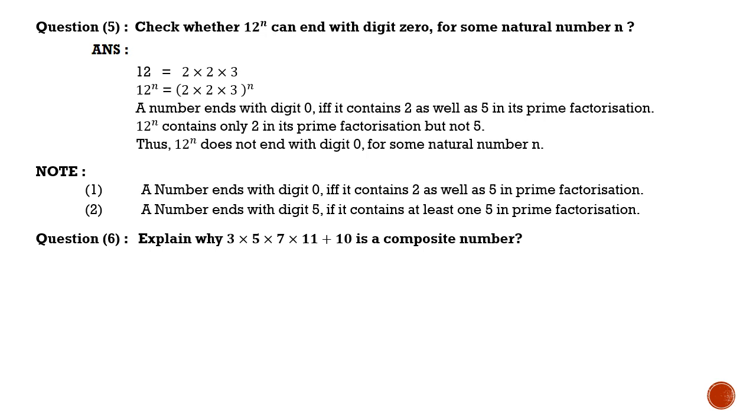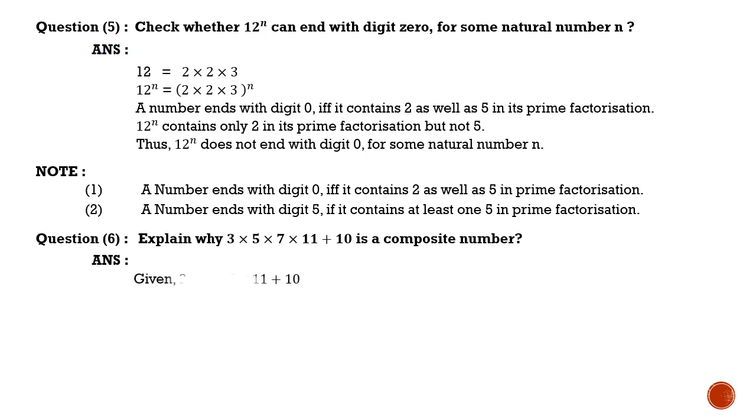Suppose, for example, we are given 10. Now 10 can be written as 2 into 5, which does not involve 1 in it. We can say that 10 is a composite number. Similarly, the same logic we are going to apply here. This expression we are going to write as a product of 2 different positive integers other than 1. So let us start with the answer of this one.